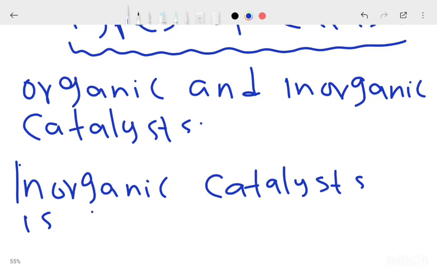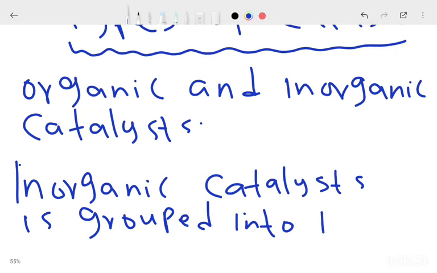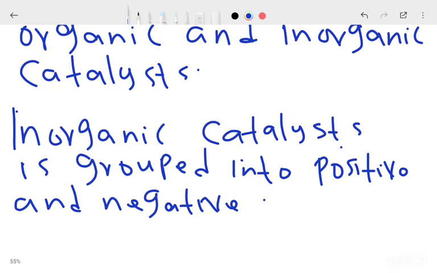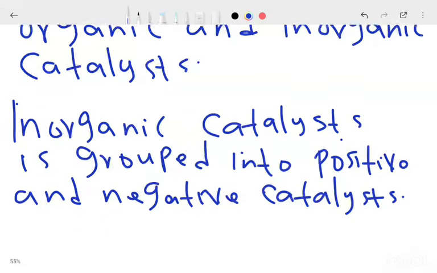is grouped or divided into positive and negative what? Catalyst. Are you getting it now? It's grouped into positive and negative what? Catalyst. Okay. Why organic catalysts are known as enzymes.